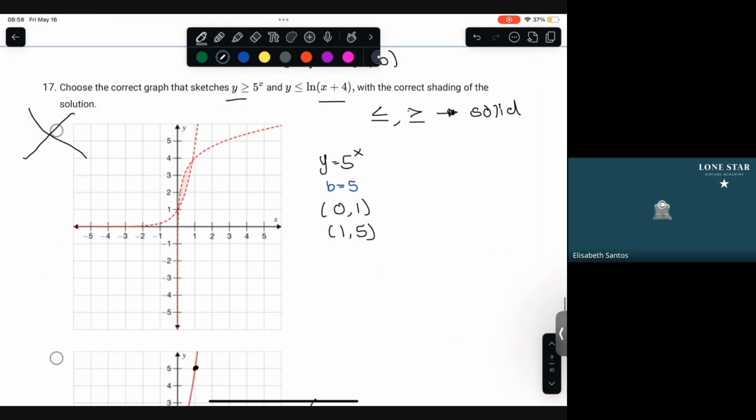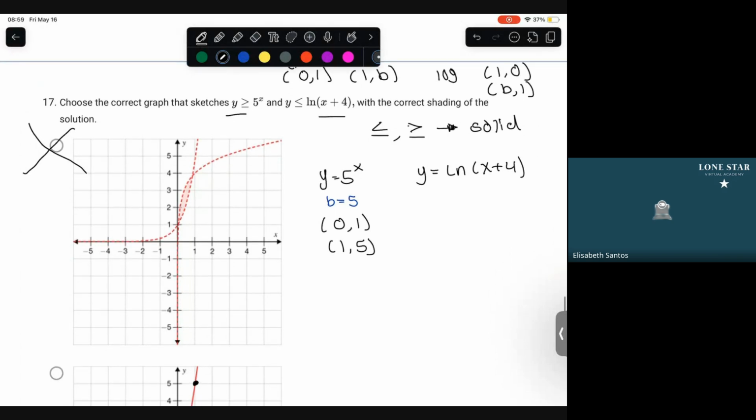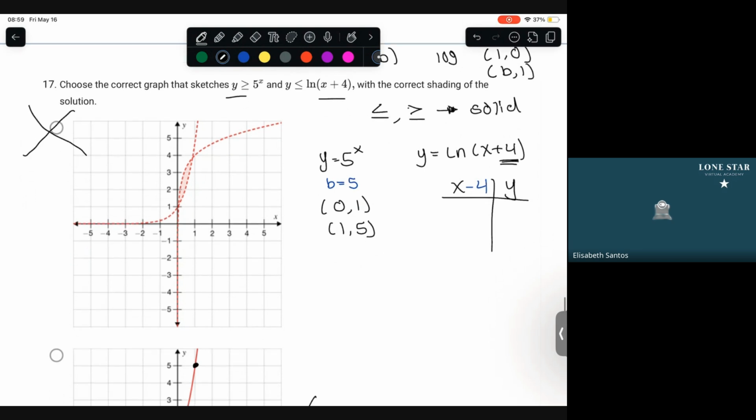Okay, so now let's do our ln of x plus 4. And what do we know about logs and exponentials? Well, they're inverses of each other. So if exponentials have 0, 1, logs are going to have 1, 0. And if exponentials have 1, b, logs have b, 1. Okay, so let's go ahead and make a t-chart since this one has a transformation. So x over y. And remember, since it's inside the parentheses, it is a horizontal transformation. It's plus, so we're going to the left. And since we're going to the left, we're going to subtract 4 from x.